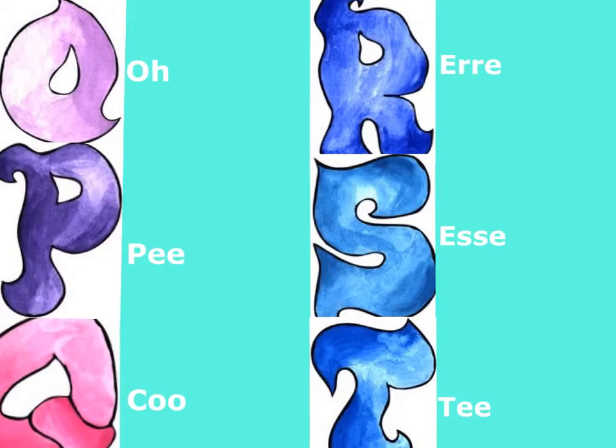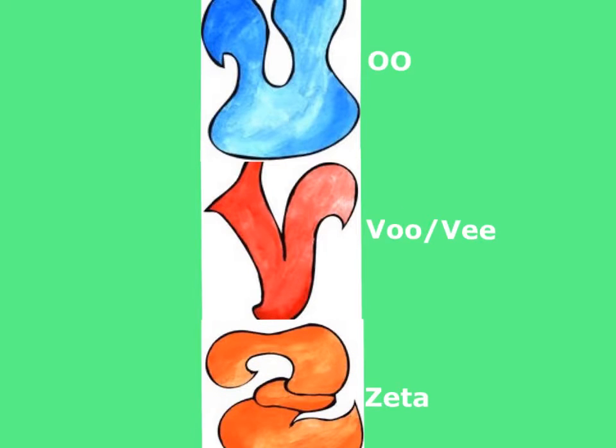Now the O, P, Q, R, S, T. The U makes U. V, Z.